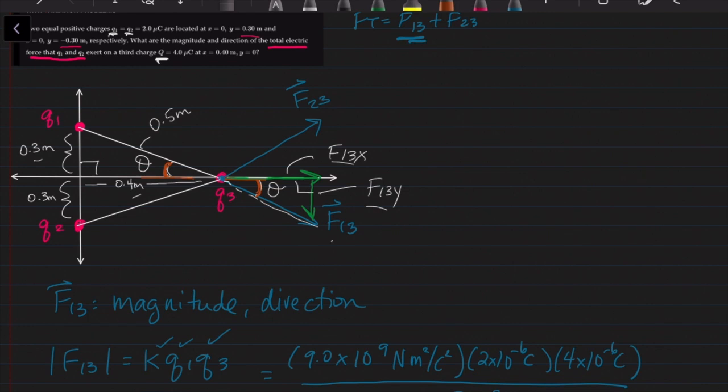When you're drawing your pictures without perfectly straight lines, it could be real easy to accidentally pick a different triangle. So always make sure that your theta is coming off of the same axis. These two triangles, this one and this one, are similar triangles. They share that inner angle theta, and we're going to use that to our advantage. Let's work on this triangle first, and express F13x and F13y in terms of sine and cosine in that triangle.